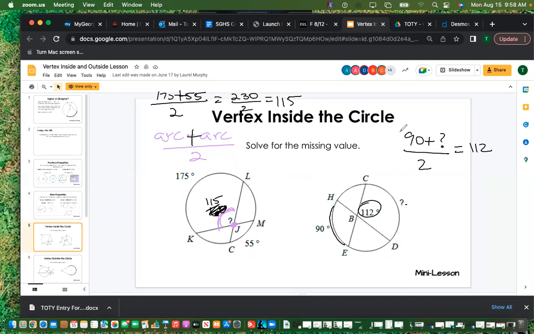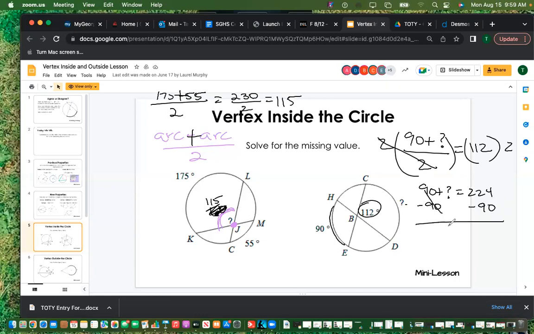So the first thing that we're going to do is we're going to multiply by 2. And so that'll give me 90 plus question mark. What's 112 times 2? 224. Yes. And then we're going to subtract 90 from both sides. And what does that give you? That gives you 134. So this arc right here is 134.